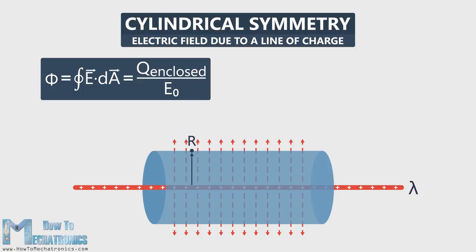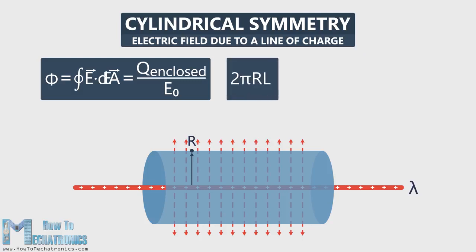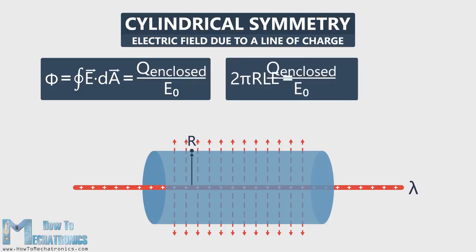But now we need to find the surface area around the cylinder, including the wall, without the end caps. For that purpose, we need to cut the cylinder along its length, and we will find out that the area is equal to 2πrl. So 2πrl times E is equal to the charge enclosed divided by ε₀.